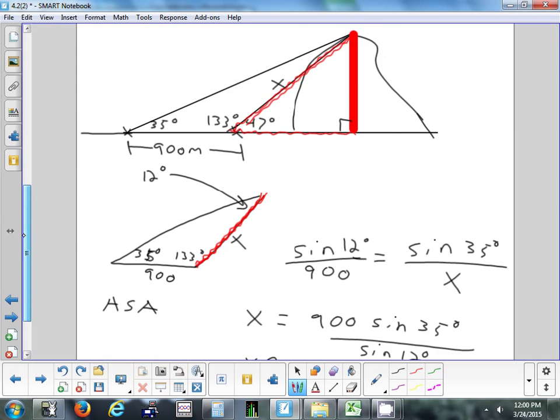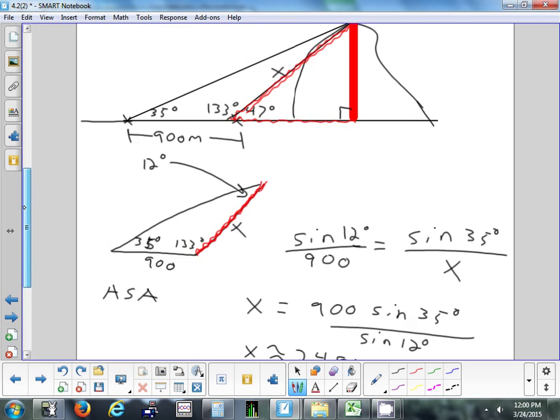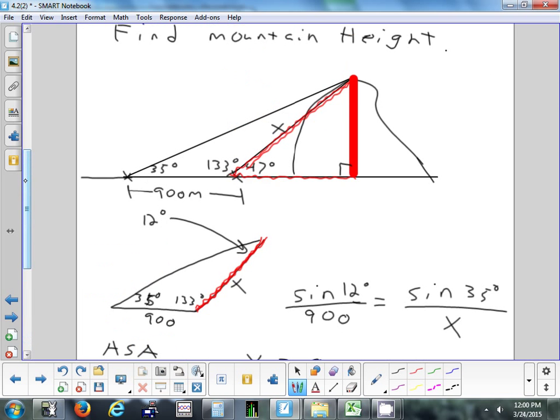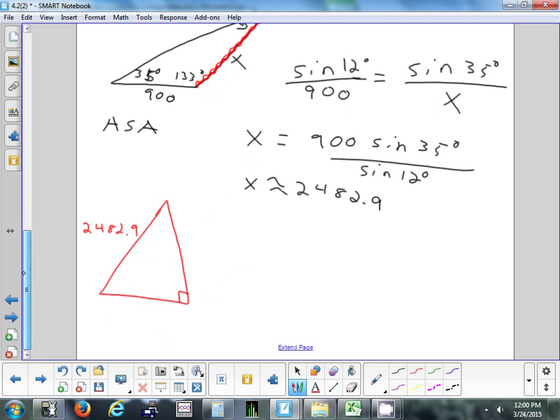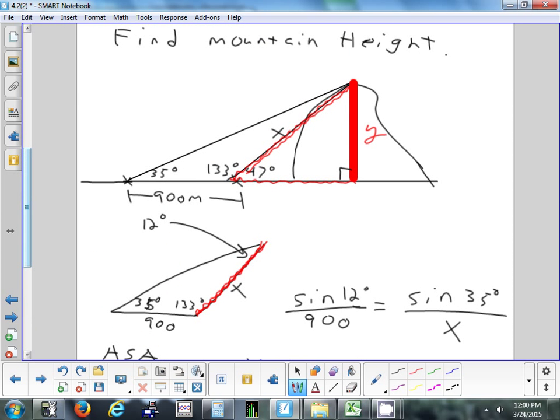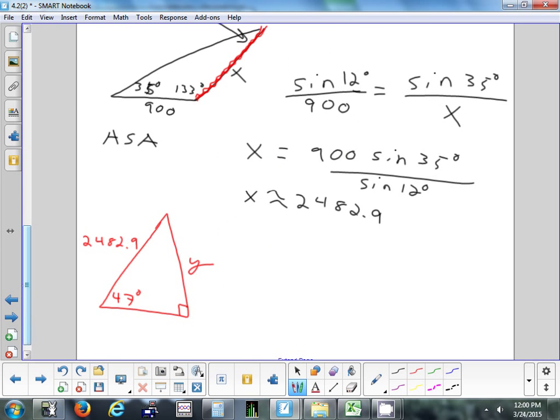Okay. So what I like to do, let's draw that right triangle. Separate from the rest of the picture so we don't get confused. Okay. We just found the hypotenuse. It's 2,482.9. And we know one other thing. 47. Yep, that angle inside is 47. Y, which I'll call it Y. Y is the height of the mountain. That's what I want, the height of that triangle in red. And now I have enough information to do it.